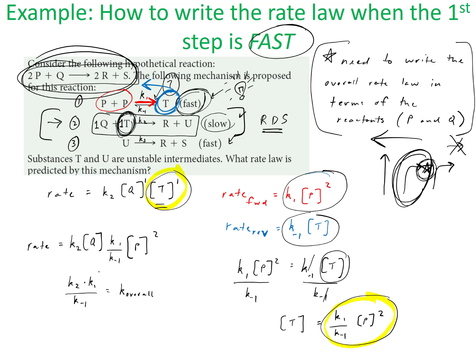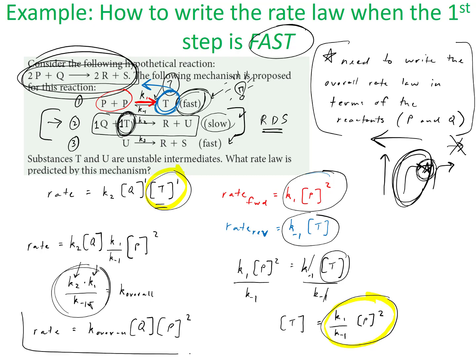Since they're all constants, we can just make up a new constant and say that K overall is equal to these pseudo rate constants, these divided by this one. Then we write the overall rate as K overall times the concentration of Q times the concentration of P squared. And this is the rate law. That's how you do it when the first step is fast.